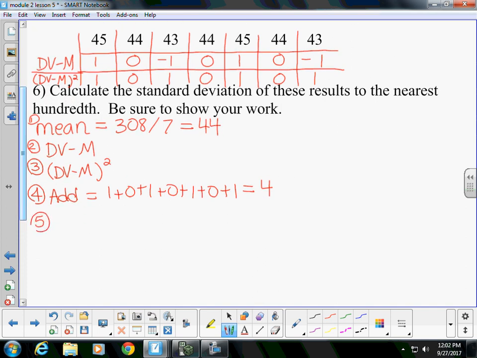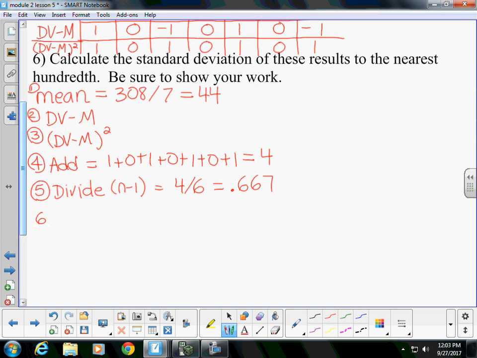Your next step is to take your answer and divide by n minus 1. Remember, n stands for how many numbers we have, which is 1, 2, 3, 4, 5, 6, 7 numbers. And n minus 1 stands for 1 less than how many numbers you have, so that would be 6. So I'm going to take 4 and divide it by 6, which in this case is going to be 0.667 if I round it.